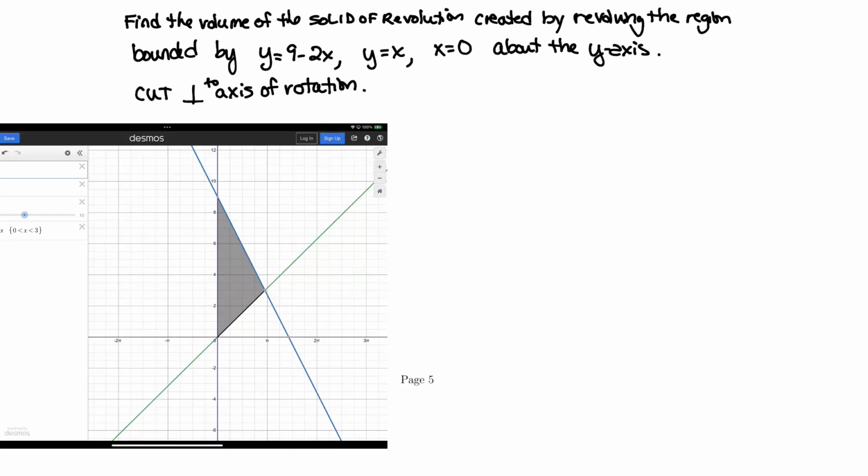So let me label all my curves. This one is y equals 9 minus 2x, and this green one is y equals x. And as you guys are telling me, when you rotate this shape, you get this like top. But just like you said, when you cut it perpendicular to your axis of rotation, you're actually getting two different shapes you have to worry about. You're getting a shape up here, and then you're getting your circles down here.